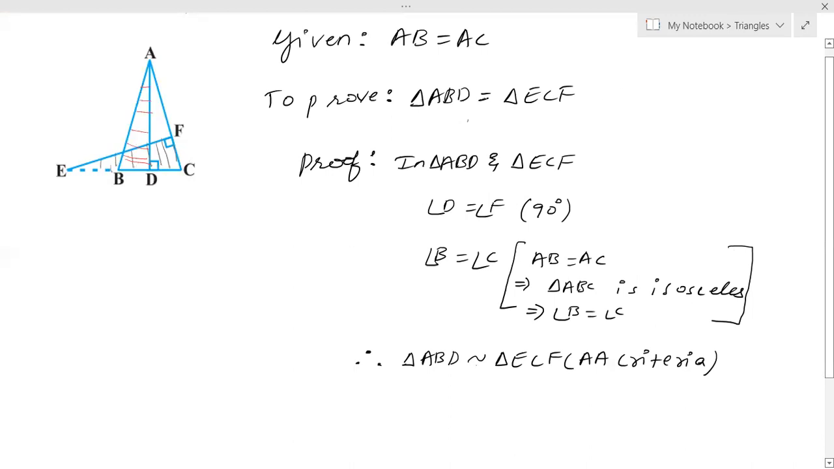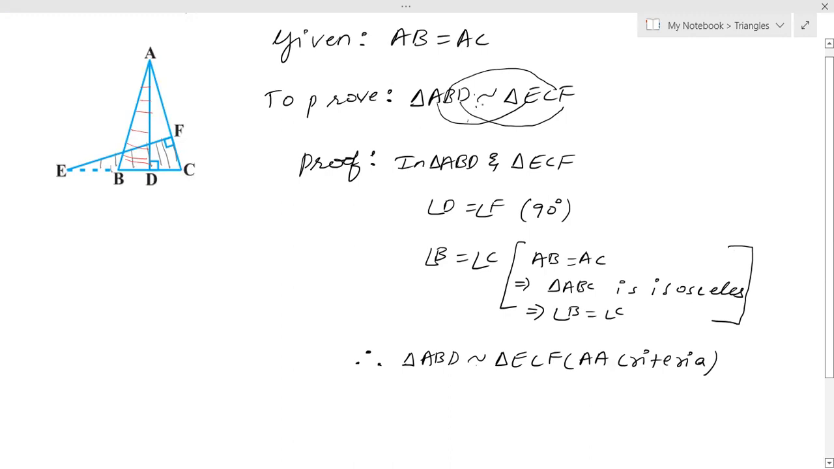we have to prove the two triangles are similar. Okay. Now we know that A will be equal to E, B will be equal to C, and D will be equal to F. We have to just give reasons for that.